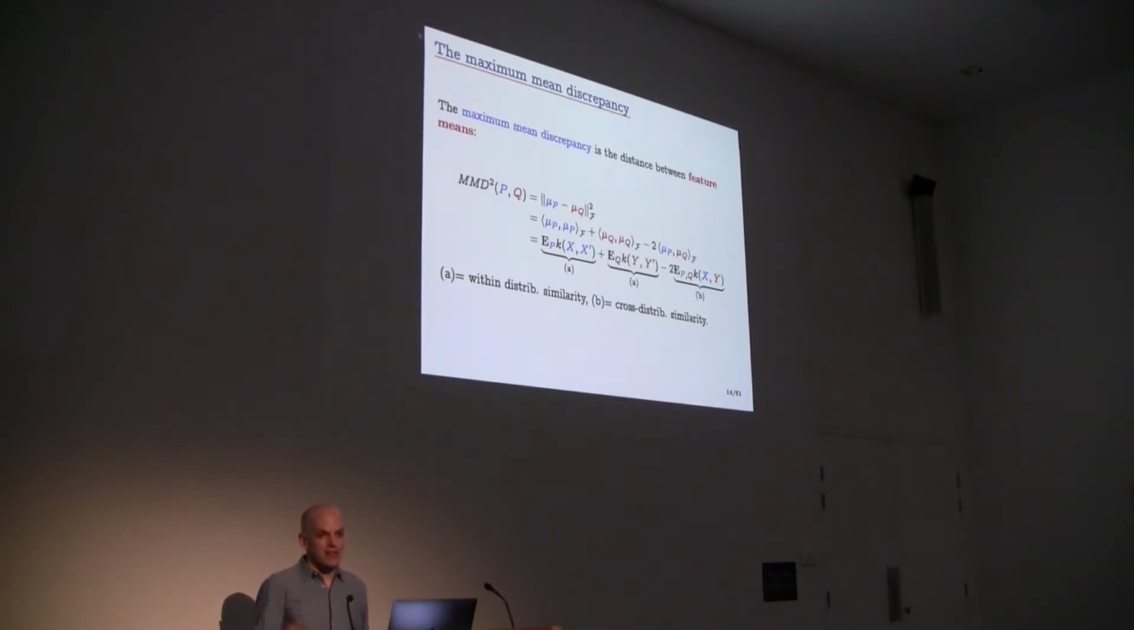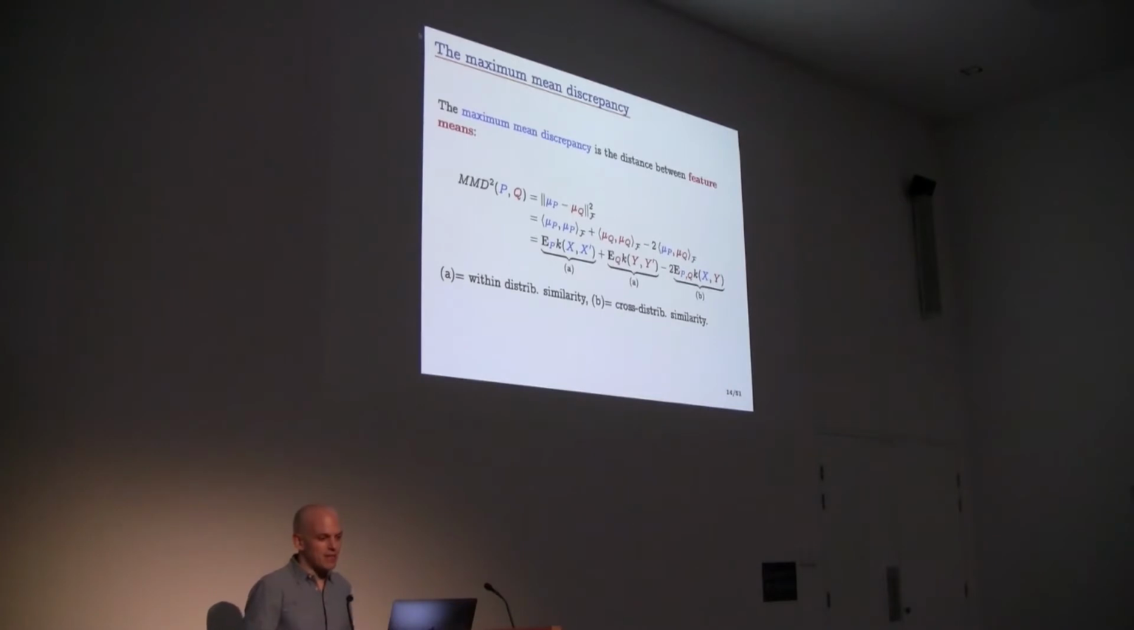Now, if you think of a kernel as being a measure of similarity, because the dot product of two vectors should be large when the vectors are well aligned, assuming of course they have roughly the same length, then you can think of this as an average similarity of a pair of points drawn from P. This is the average similarity of a pair of points drawn from Q, and this is the average similarity of P to Q.